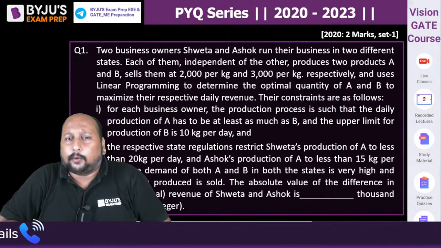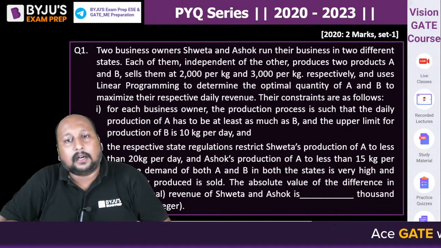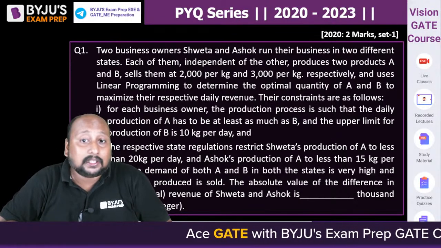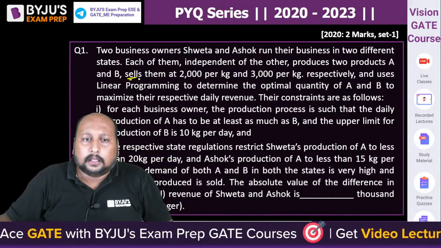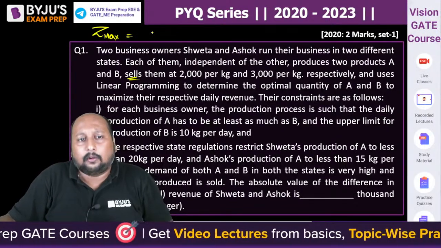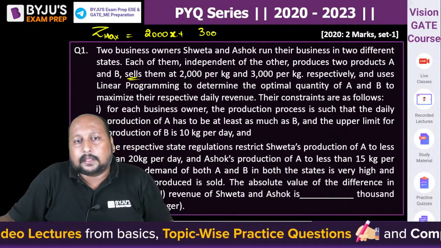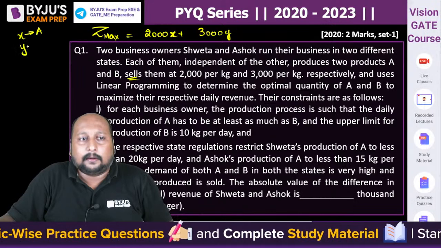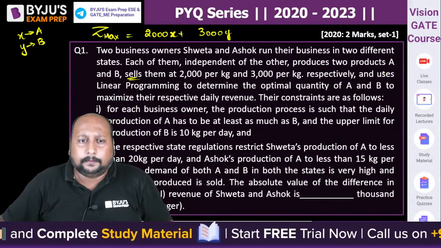Two business owners, Shweta and Ashok, run their business in different states. Each of them, independent of the other, produces two products A and B and sells them at 2,000 per kg and 3,000 per kg. So can we say this is the profit they are talking about? They are talking about the profit. So we can say the objective function is Z max equal to 2,000x plus 3,000y, where x represents A and y represents B, right?